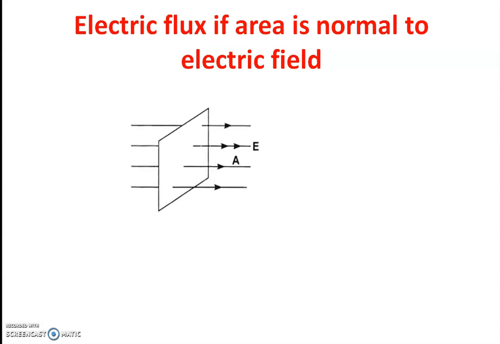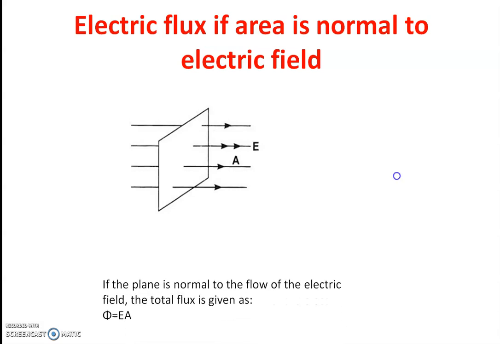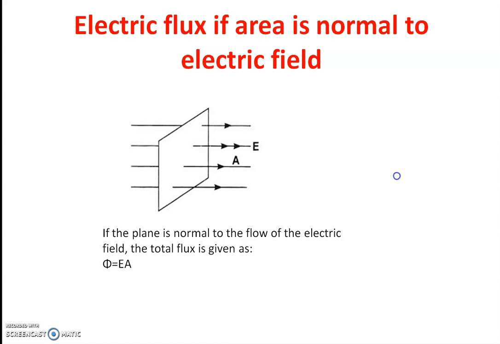This is the diagram we just discussed. A uniform electric field, a planar area A is the magnitude, and the direction is the same as that of the electric field. So flux can be written as E into A. Why is it E into A? Because electric field is the number of field lines per unit area. So flux is equal to the total number of field lines, which is equal to E into A. This is the case when the area is normal to the electric field, or in other words, the area vector is parallel to the electric field.